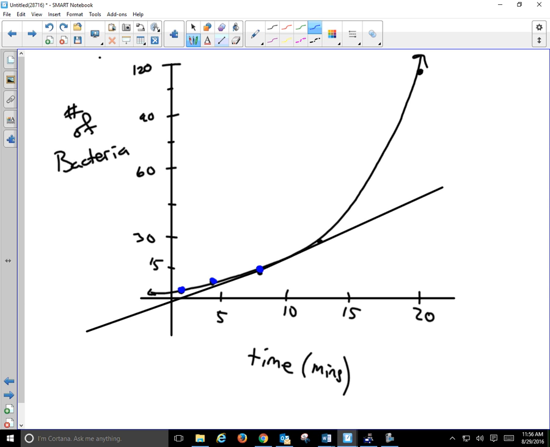I don't have a function. I simply have these pieces of data. Can somebody think of how to choose a couple points up there that will estimate the slope of the tangent line? Can somebody think of a secant line that would estimate the slope of a tangent line?